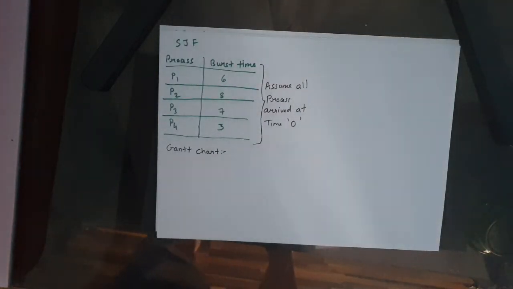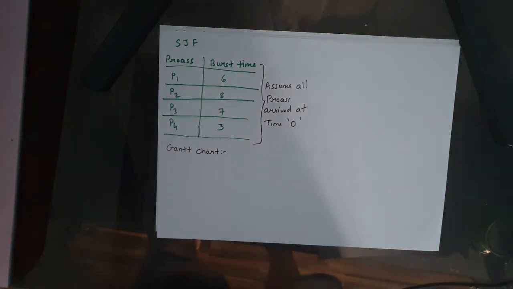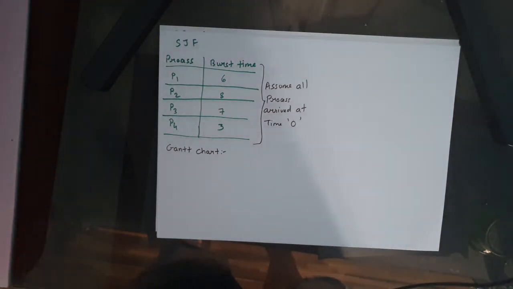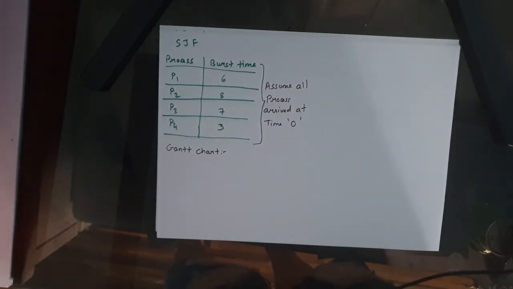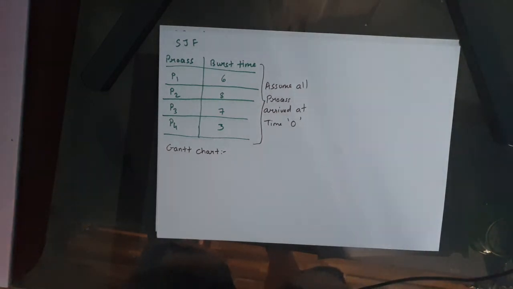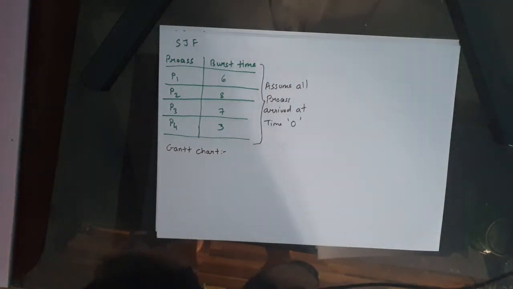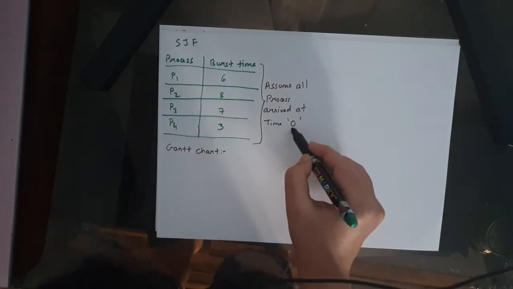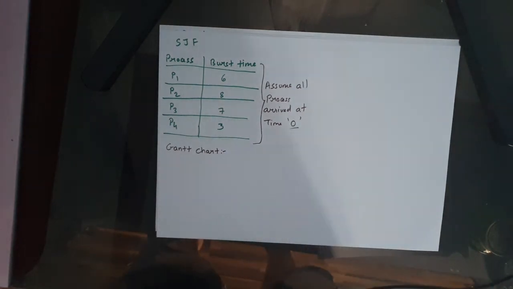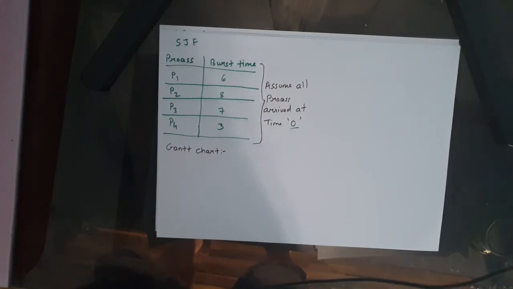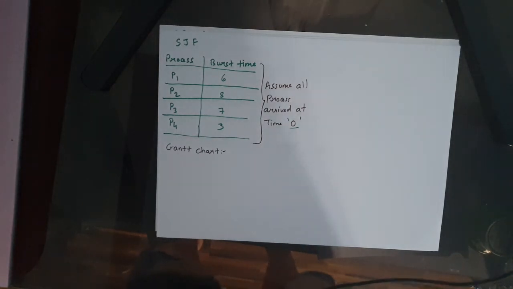So here is the question that we have at this moment. We have four processes, P1, P2, P3 and P4, and their respective burst times are mentioned. We are going to assume that all have arrived at time 0. As we know, we have to pick the one process which has the minimum burst time. So very quickly, let's begin with our execution part.